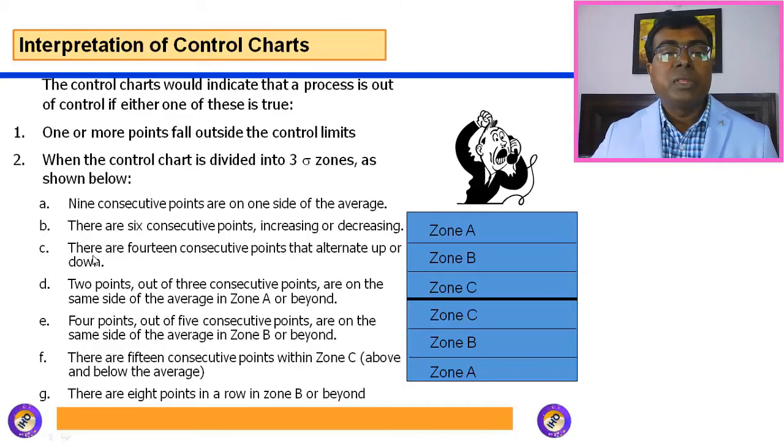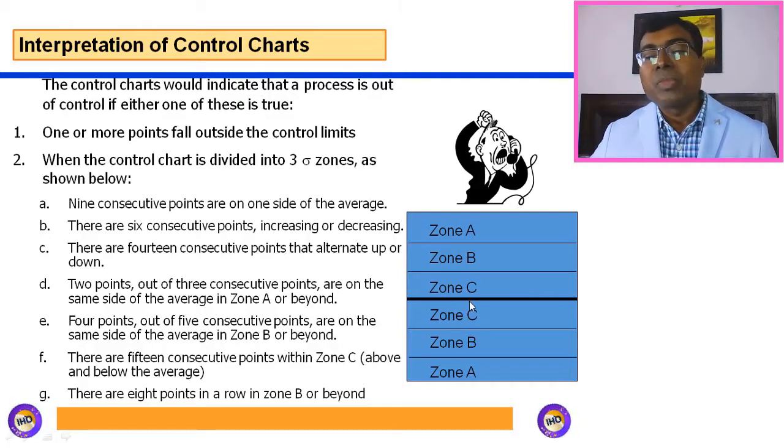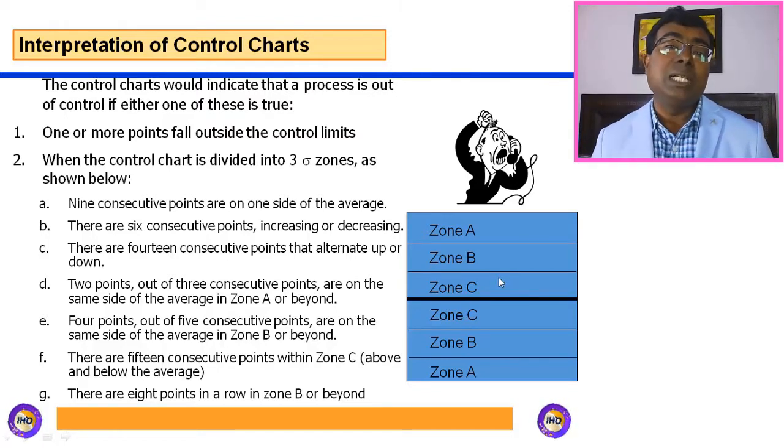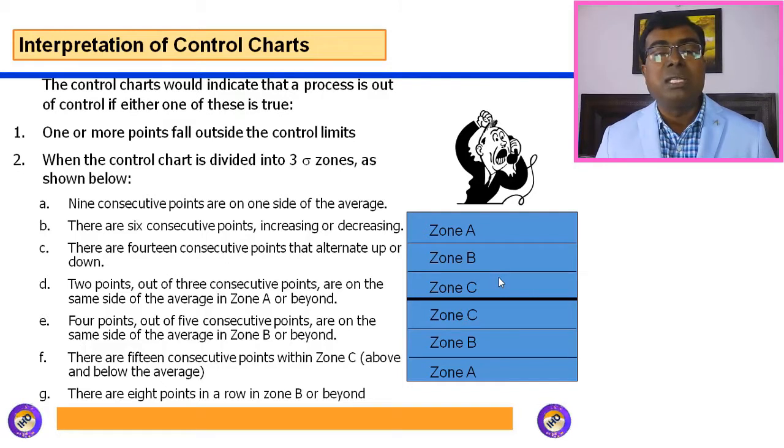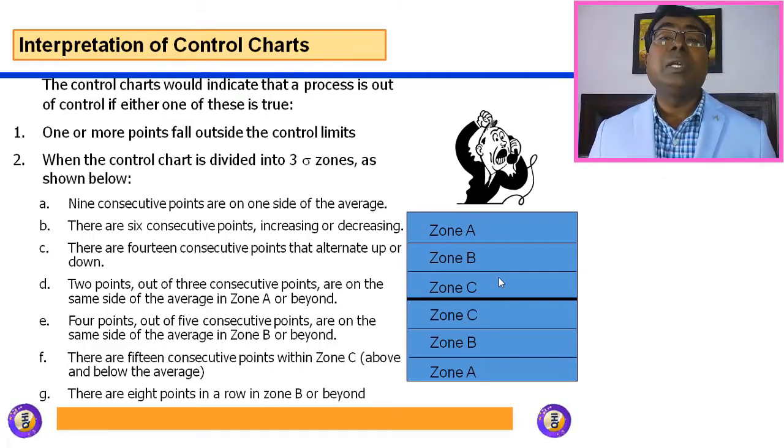And the next scenario is 14 consecutive points that alternate up or down. That means around the target value, 14 points are behaving in this zigzag manner. So if you find this kind of scenario, that means your process is not stable, it has gone out of control, or somebody is using cooked data for plotting the control charts. Friends, if you are really engaged in the process, if you have seen the behavior of the process for a long time, you can come to know by looking at the control chart whether people are using real data from the shop floor or they are using cooked data for plotting the control charts.